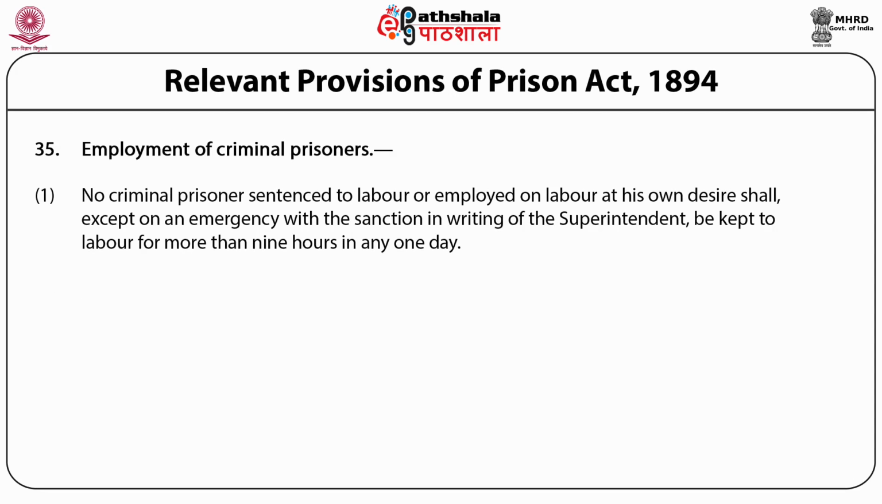No criminal prisoner sentenced to labor, or employed on labor of his own desire, except on an emergency with the sanctioned writing of the superintendent, shall be kept to labor for more than 9 hours in any one day. So what is the upper limit? 9 hours. You cannot work more than 9 hours a day.